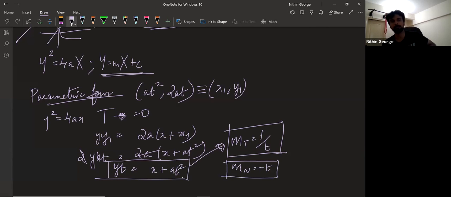Okay, this is your takeaway from this. Even if you don't remember this part, you can easily derive it. But this I want you to have at your fingertips. Slope of tangent at a point with parameter t will simply be 1 by t. This I want you to remember.